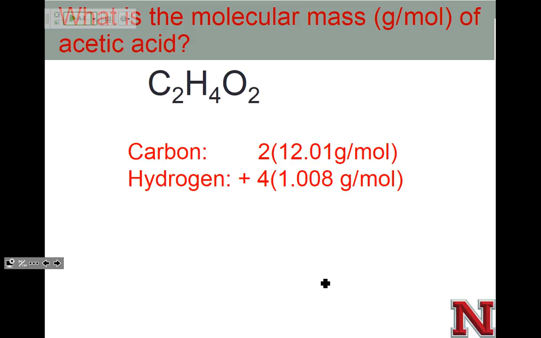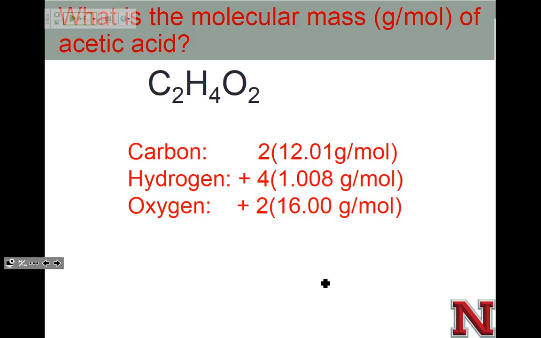So 4 times 1.008, that periodic table is a little bit more specific. Sometimes you'll see 1.01 on some periodic tables. Whatever periodic table I give you, use that one, because that will be in correlation with your multiple choice.